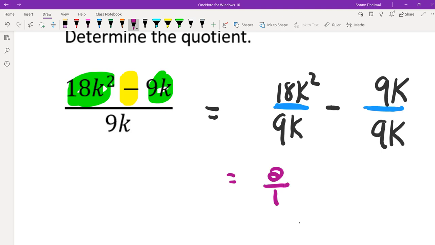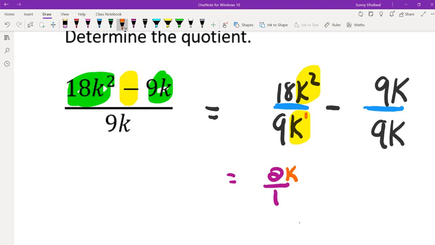Yeah, because 18 divided by 9, that's 2. I agree with the number. Okay. What happened to the k? Would it be k cubed? No, it's minus. It would be k, because k squared divided by k. So when we are doing division, we subtract. Right. So 2 minus 1 is just 1. So k is going to have an exponent of 1.